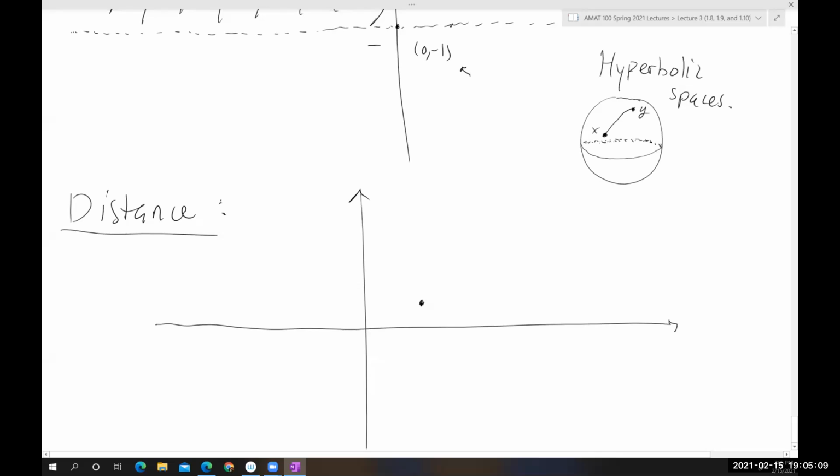So what about just distance in the plane? So suppose we have 2 points. If we want the distance to be the usual distance, not some weird curved distance. Let me do it this way actually.